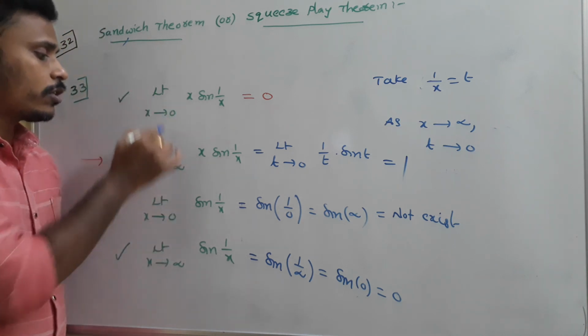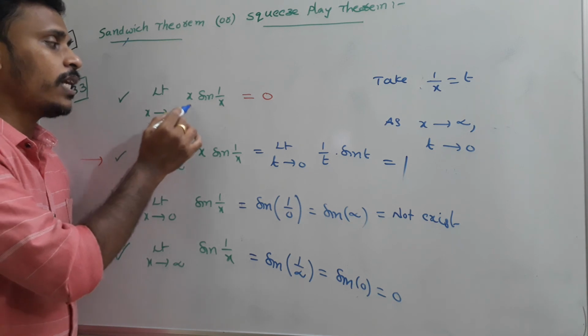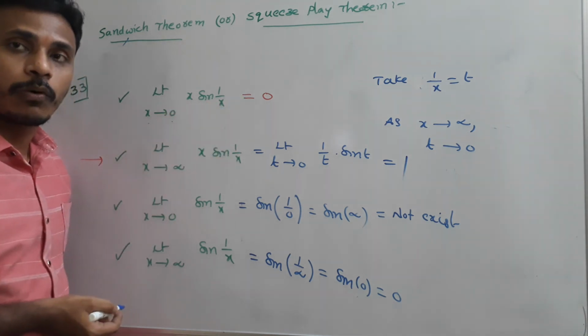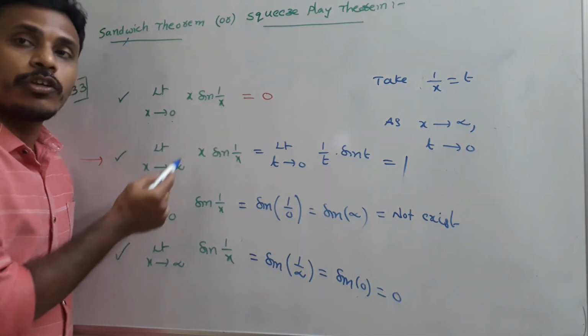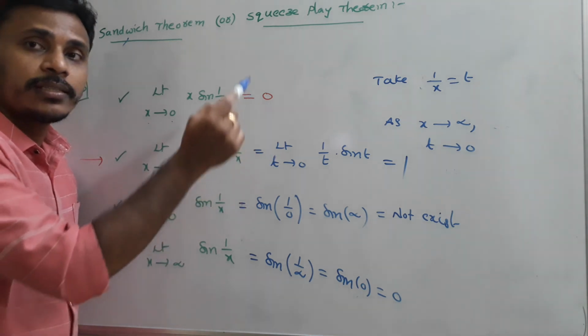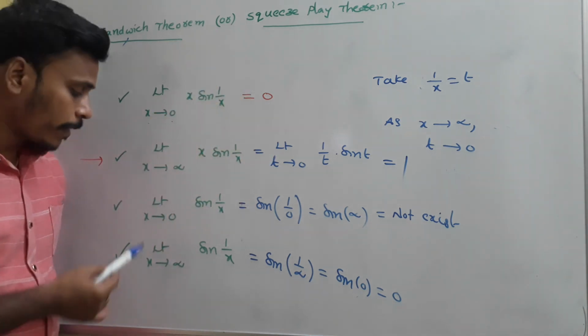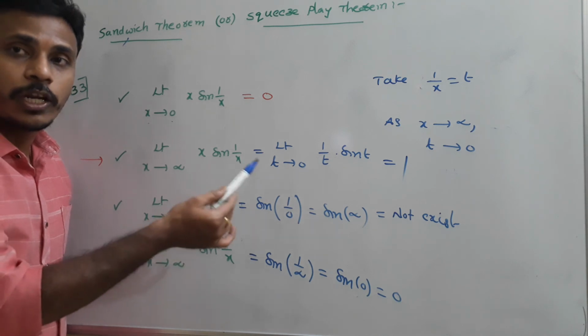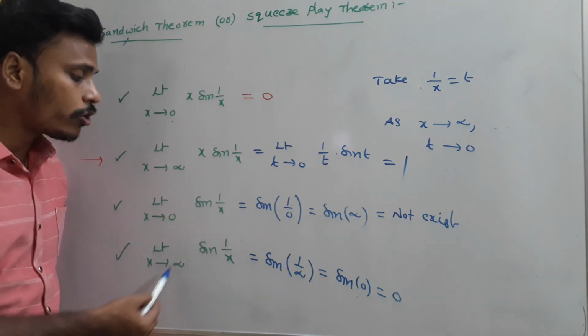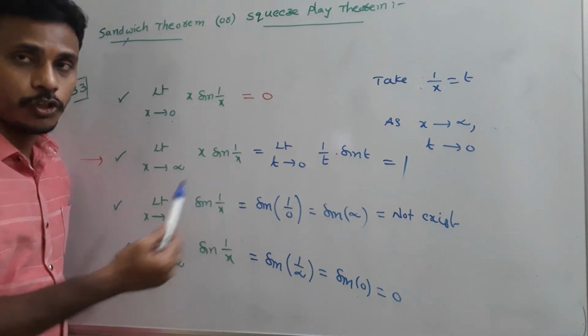Okay, think about these four. Limit x tends to infinity, x sin 1 by x is 0 with the help of the sandwich theorem. Limit x tends to infinity, x sin 1 by x is 1 just by taking 1 by x equal to t. Limit x tends to 0, sin 1 by x does not exist. And limit x tends to infinity, sin 1 by x is 0. Have a look.